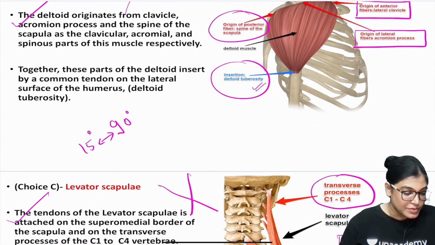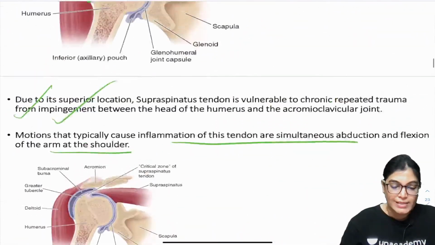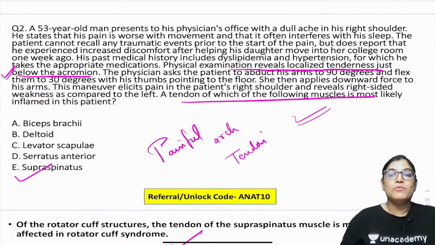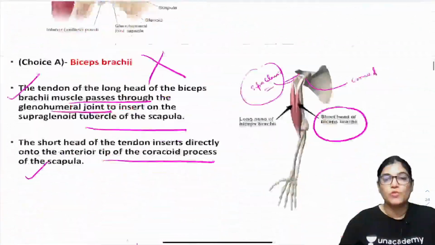Long thoracic nerve, yes Tariq, absolutely right. The long thoracic nerve is giving innervation. So with this explanation, it is clear that supraspinatus is the correct answer. Let's move on to question number 3.